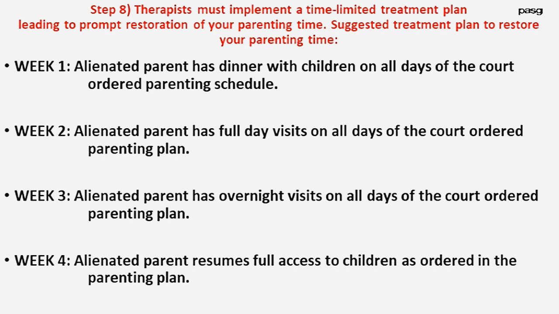Week 3, alienated parent has overnight visits on all days of the court-ordered parenting plan. Week 4, alienated parent resumes full access to children as ordered by the parenting plan. No protective reason. No reason why a therapist shouldn't insist on this. Week 5, attorney for the alienated parent files contempt motion against the alienating parent for failure to comply with the therapist treatment plan to comply with the court-ordered parenting plan. The difference is now the alienating parent is blamed for the failure of the treatment, not the alienated parent.